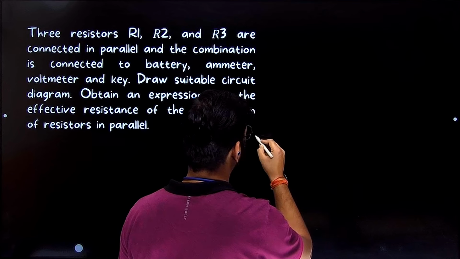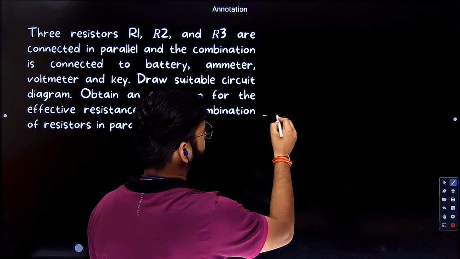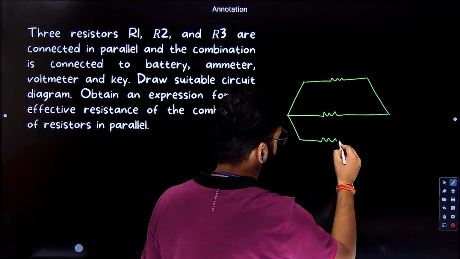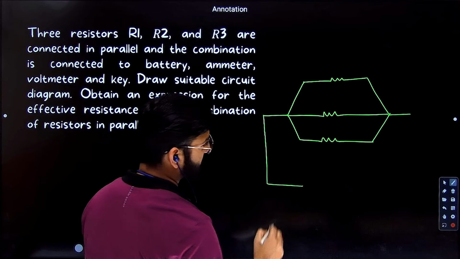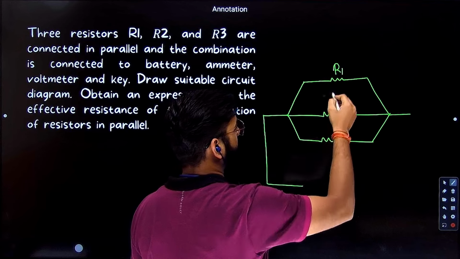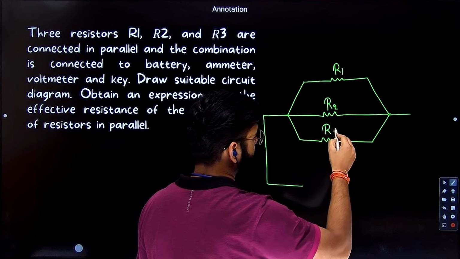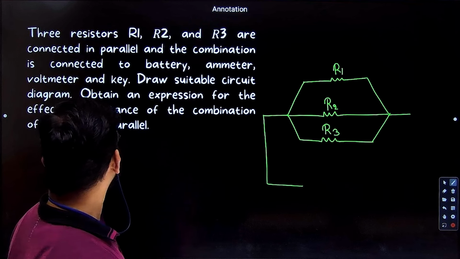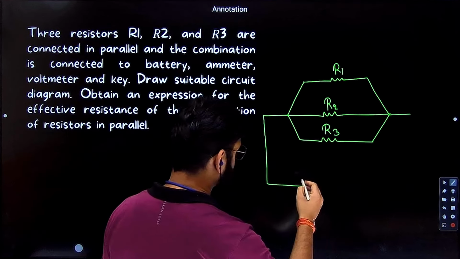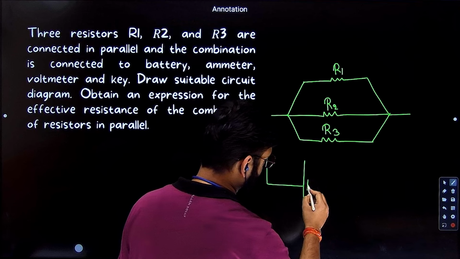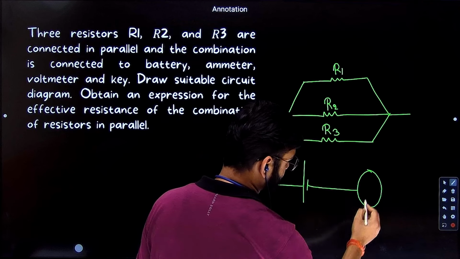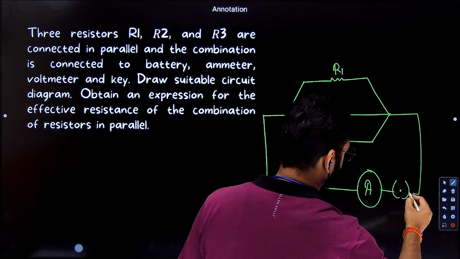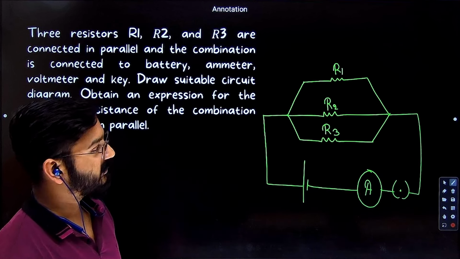So we have three resistors connected in parallel. R1, R2, R3. They are connected in parallel. Then it is connected to a battery, ammeter, voltmeter. So let's connect a battery or a cell, then ammeter, then a key. We forgot the voltmeter. No, we'll connect the voltmeter in parallel.